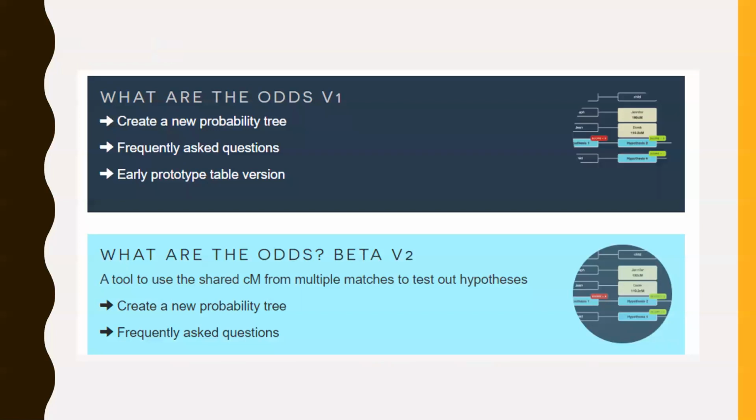So there are a couple different versions of it. There's a beta one that's being tested right now, and I haven't used the beta one, so I'm not sure exactly what the differences are. I've just used the first version of the WATO tool.